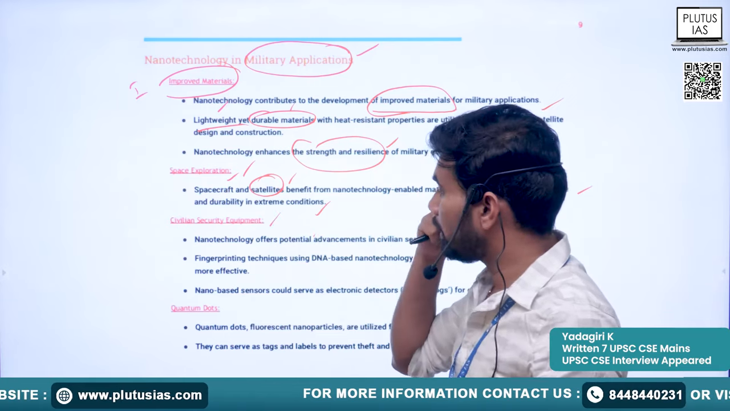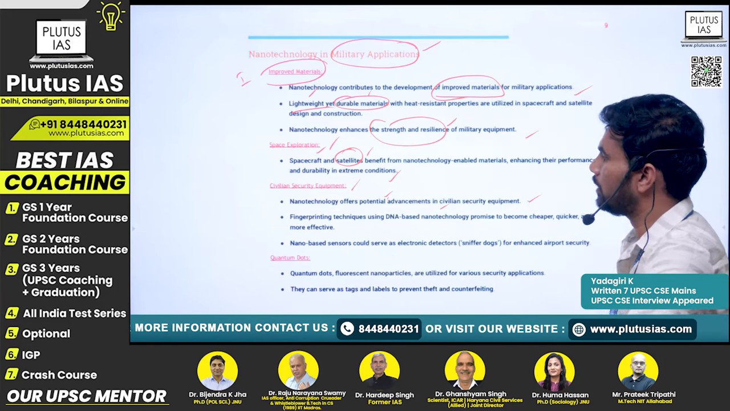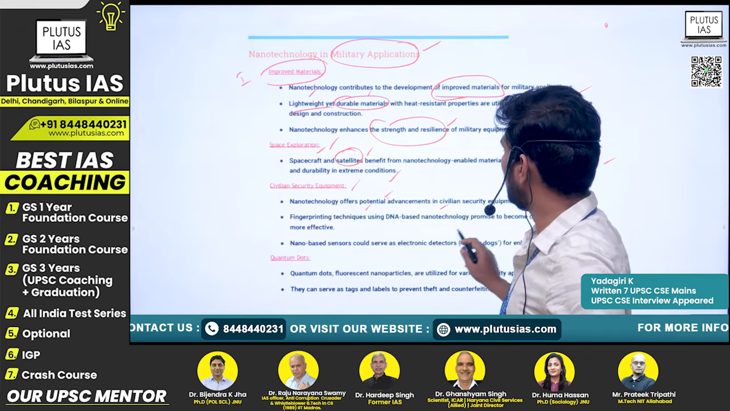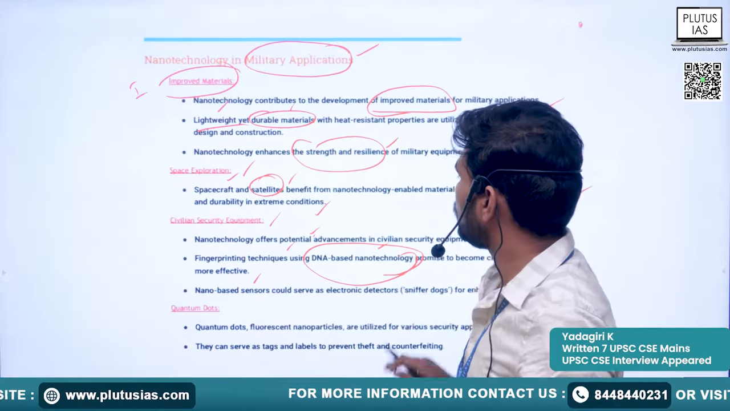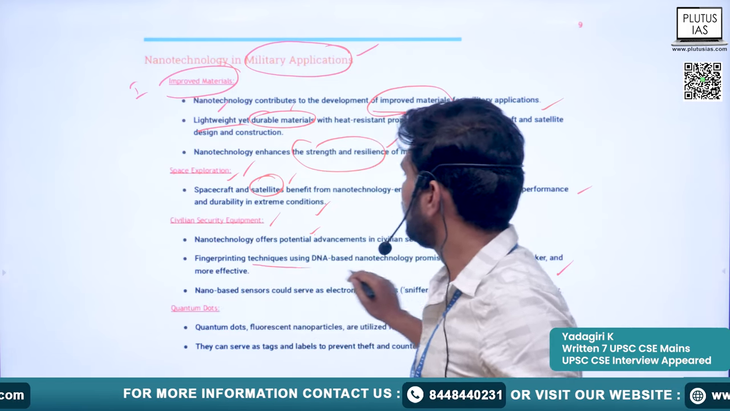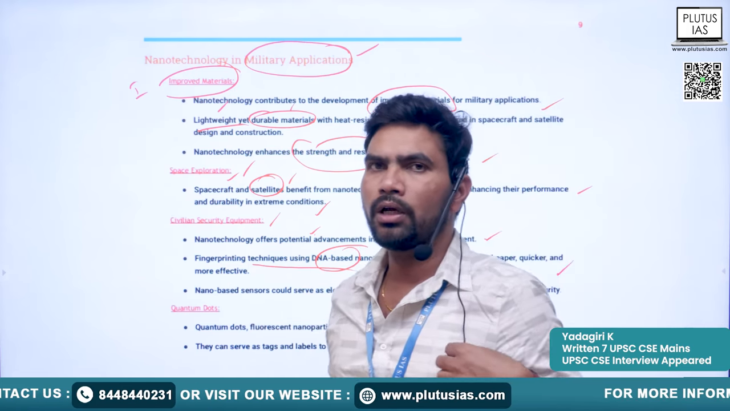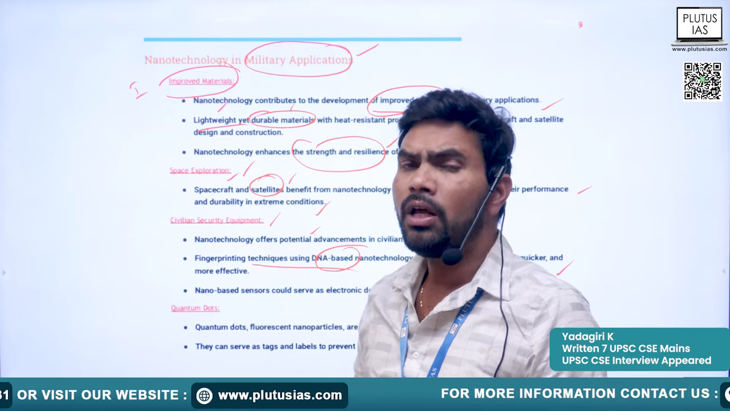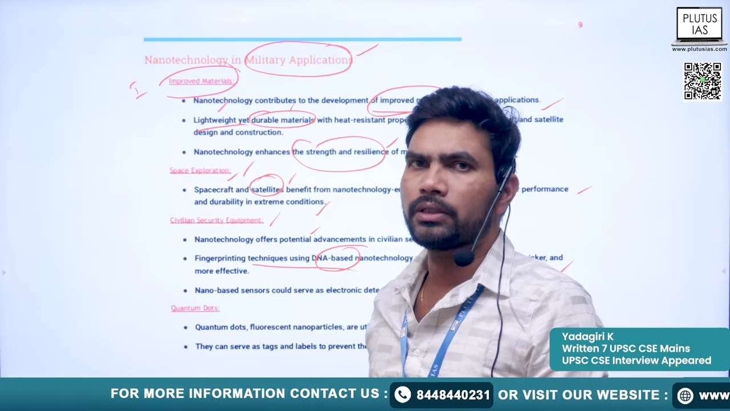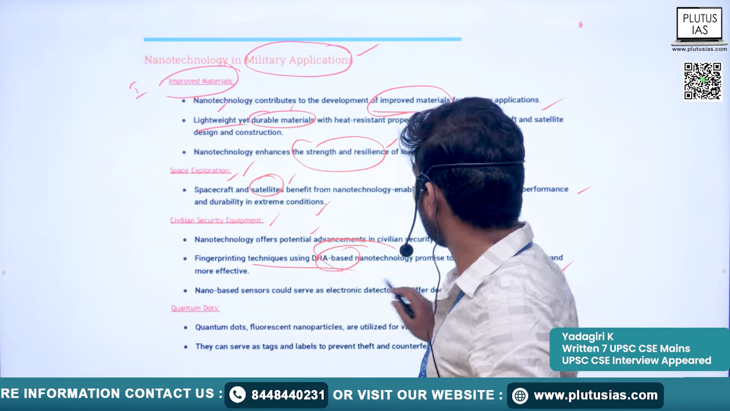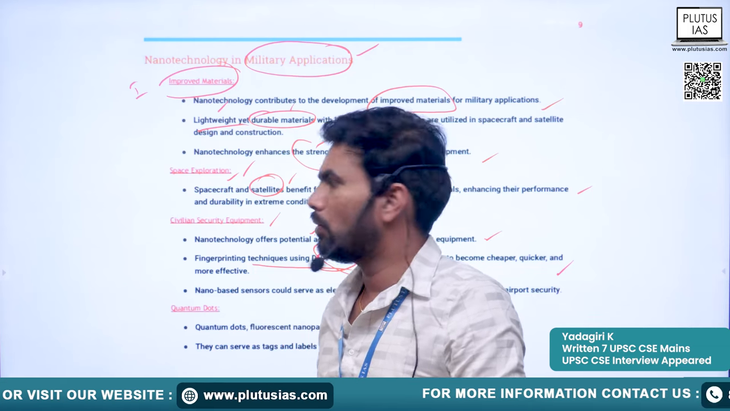Civilian security equipment, if you see, nanotechnology offers potential advancements in civilian security equipment. So fingerprinting techniques using DNA based nanotechnology promise to become cheaper, quicker and more effective. Generally we know the utilization of fingerprinting techniques. When it comes to payments, the Aadhaar enabled payment system is there, and we are using biometrics for many purposes already. So when we use nanotechnology based equipment, the performance and accuracy will be much more, right?